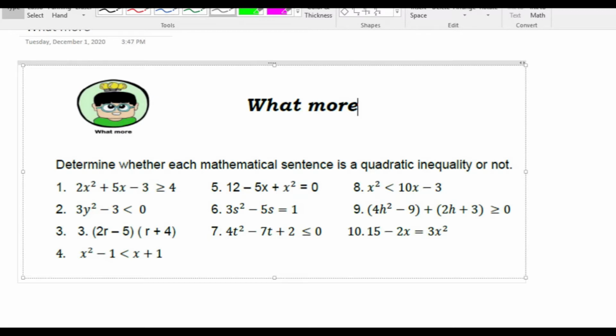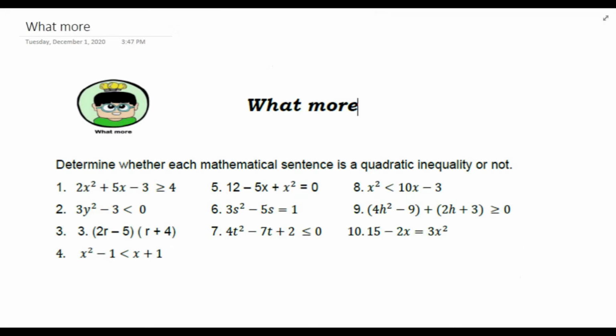For number one, this is a quadratic inequality. So your answer will be QI. There is an inequality symbol. What do you call this symbol? That is greater than or equal to.